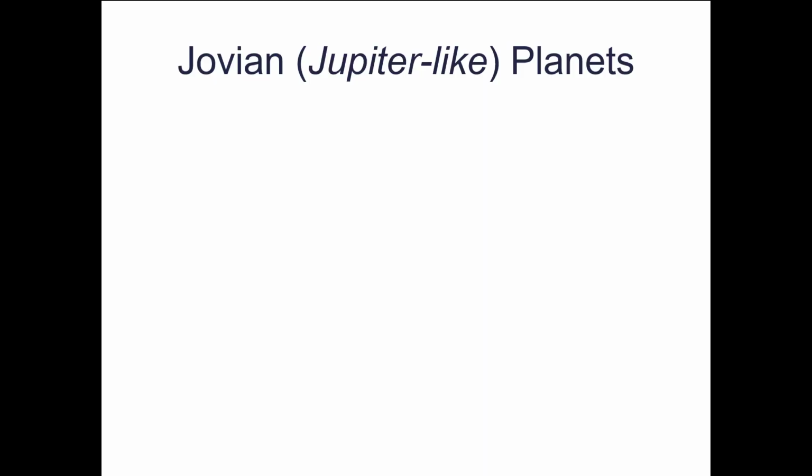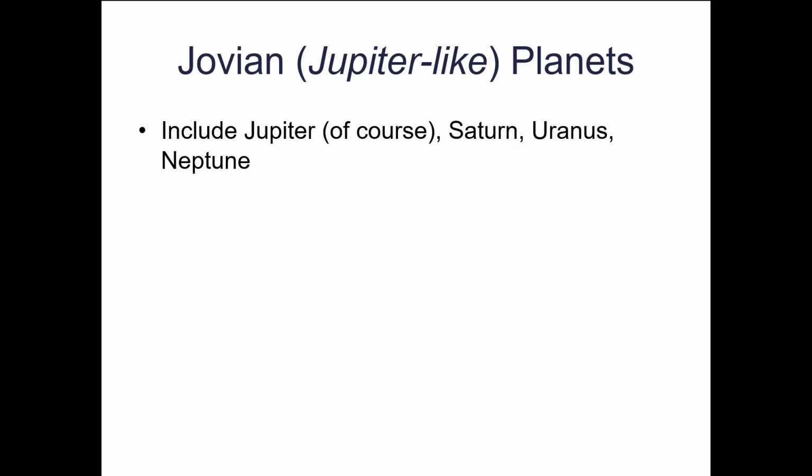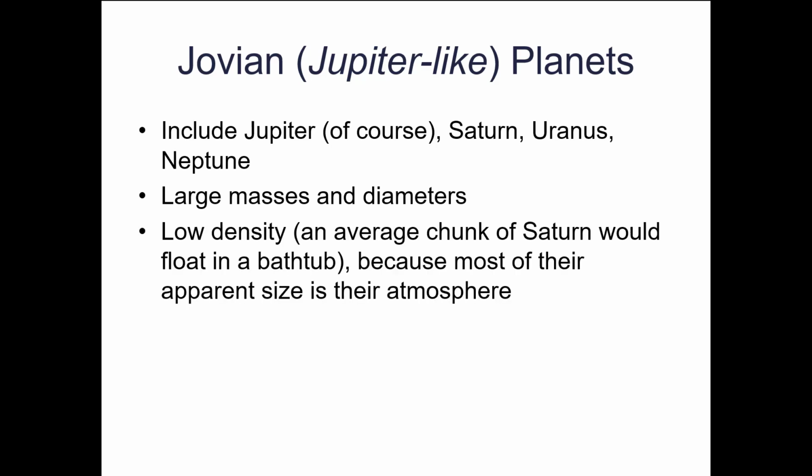Let's start with the Jovian planets and look at their characteristics. This includes Jupiter, of course, and Saturn, Uranus, and Neptune. They have large masses and diameters, no surprise there. They're low density. Now, density is something that people struggle to understand.